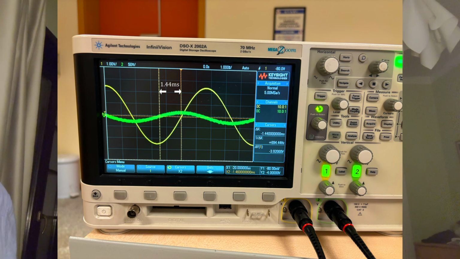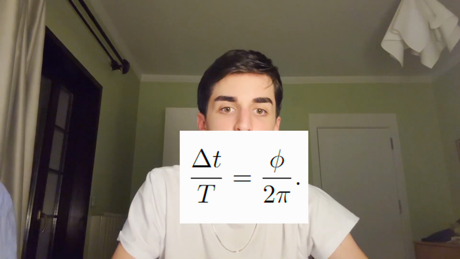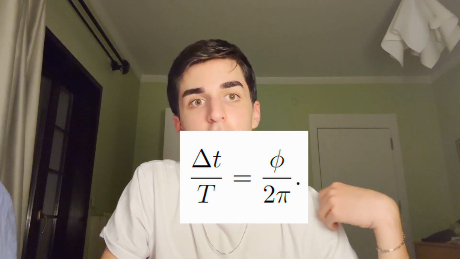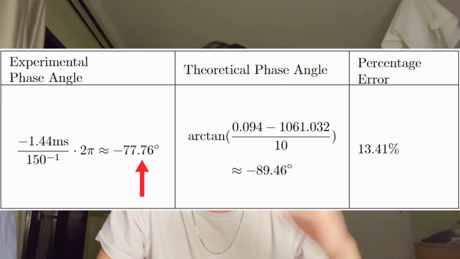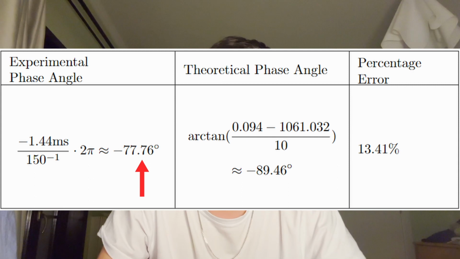As you can see, there's a small shift, which I indicated with the cursors, that we calculated as 1.44 milliseconds. When we take the ratio, the equation is going to be on the screen. We can see that the corresponding angle is this angle. So now that we can do table 1, on to table 2.